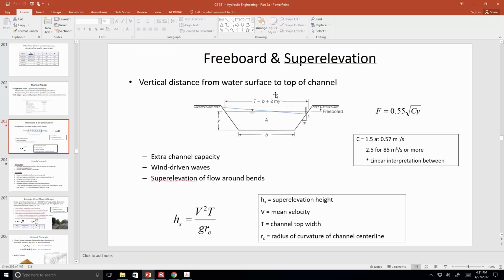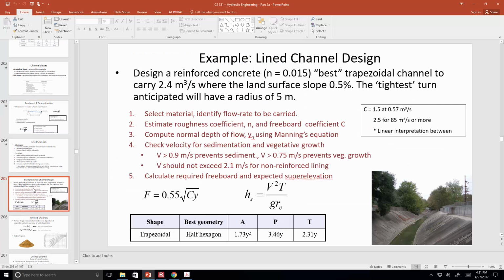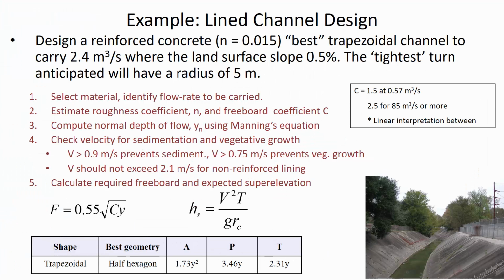So we'll have plenty of freeboard. You'd really have to have fast-moving water, high velocity, and a narrow radius of curvature in order to have superelevation that gets more than the freeboard.